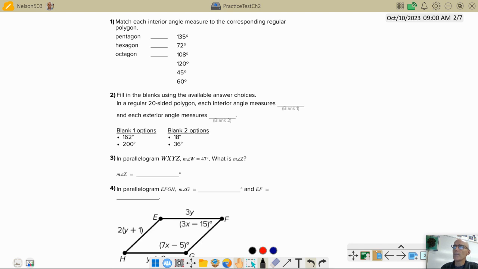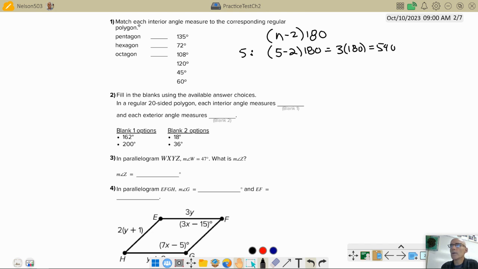Let's go over how you figure out what the interior angle is for a regular pentagon. So it's a regular pentagon, and I'm going to show you two different ways. The formula is n minus 2 times 180. If you had a five-sided figure, you plug 5 in where the n is. So I go 5 minus 2 times 180. That gives you 3 times 180, which gives you 540 degrees.